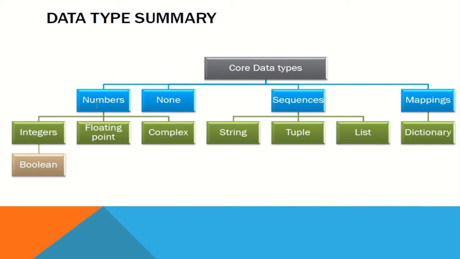Number is further categorized into three: integer, floating point, and complex. Integer is again divided into what? Boolean. Sequence is divided into three: string, tuple, and list. And mapping has one, that is dictionary. This is your data type summary.